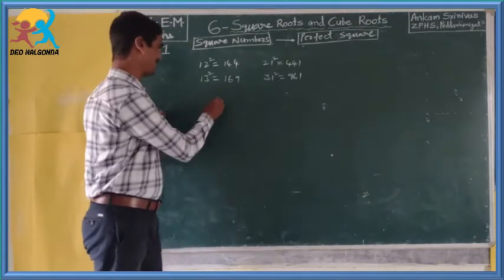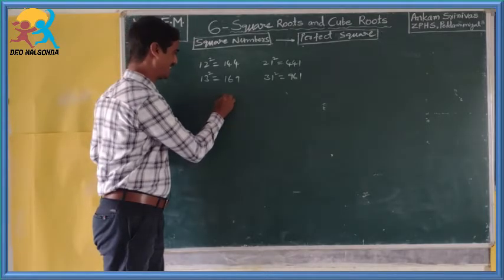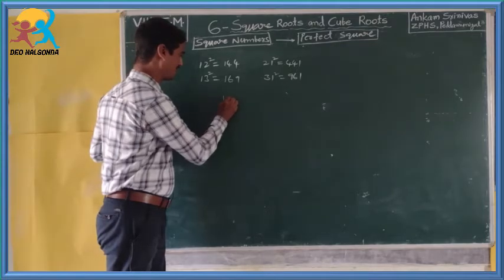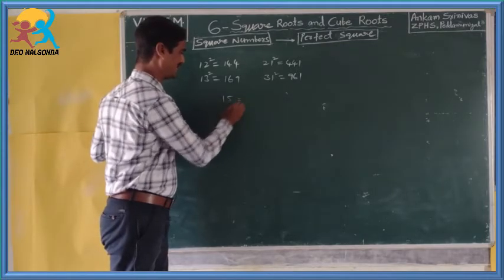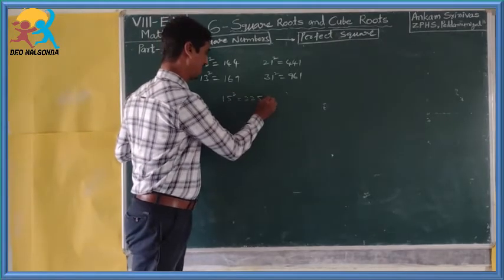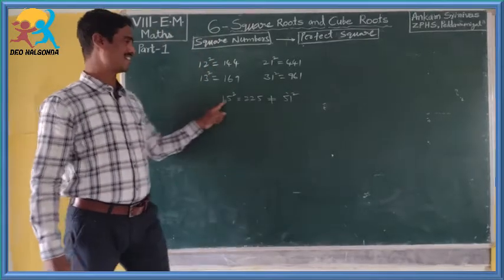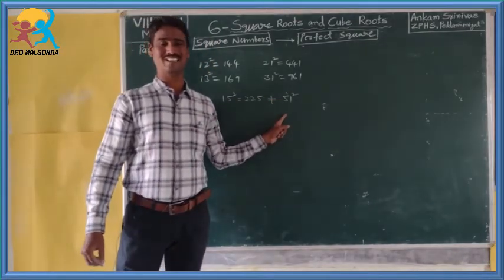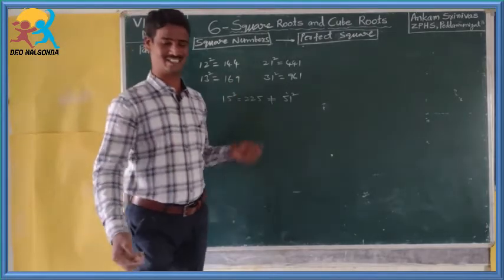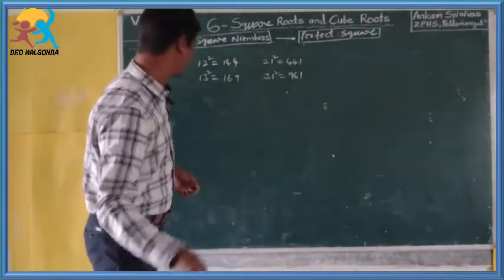Suppose if I take here 15. 15 square is 225, but this is not equal to 51 square. It's not equal to 51 square. Then I wrote here the specific case, special case. And here are some more interesting square numbers.